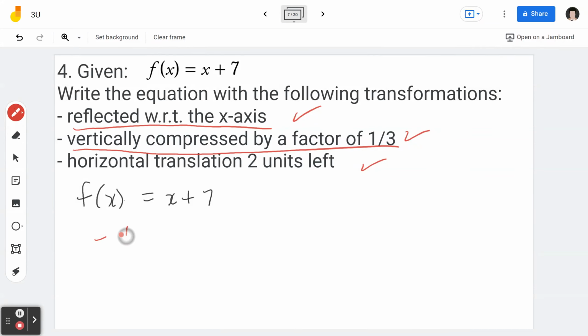I'm updating it just like that. Now for some students, you can leave a space, which is fine. Or you can update it the way I'm demonstrating it in the video. And of course, horizontal translation 2 units to the left.